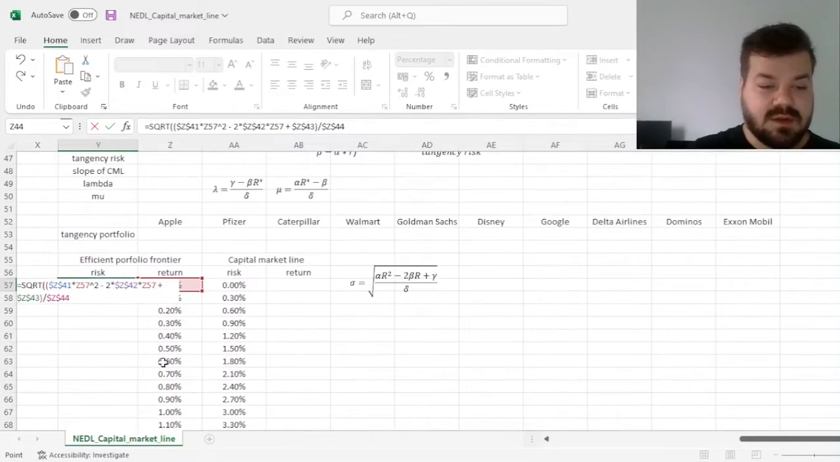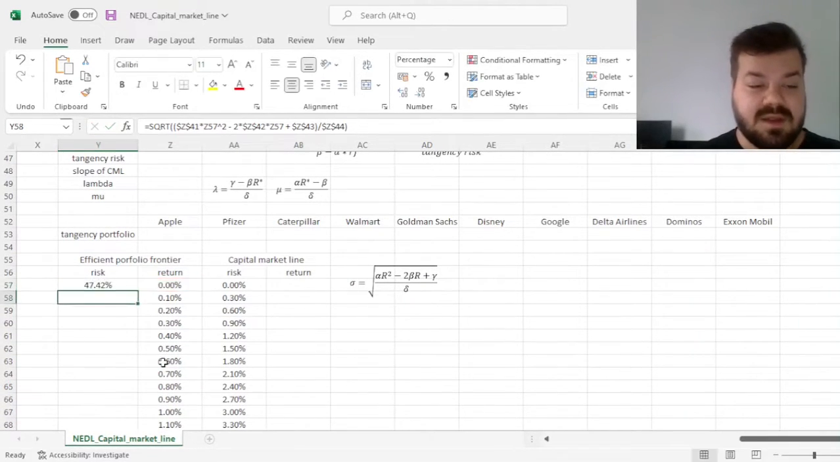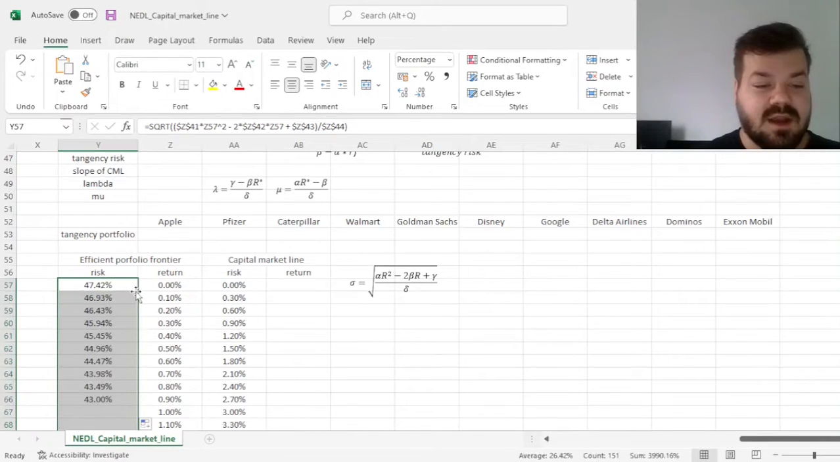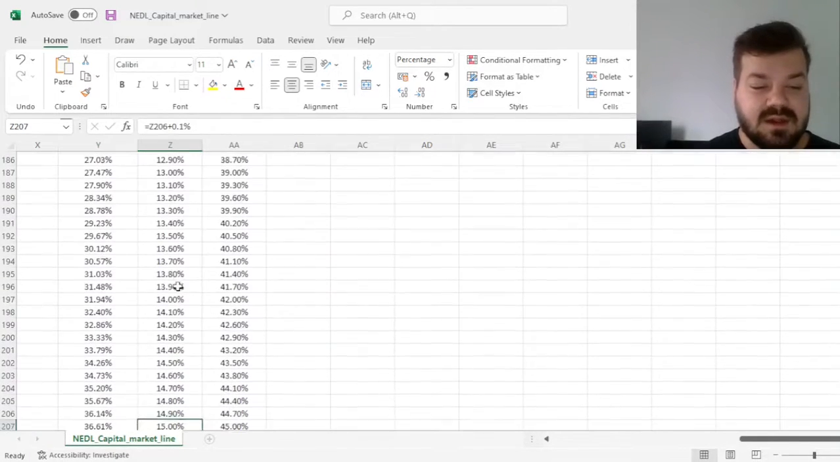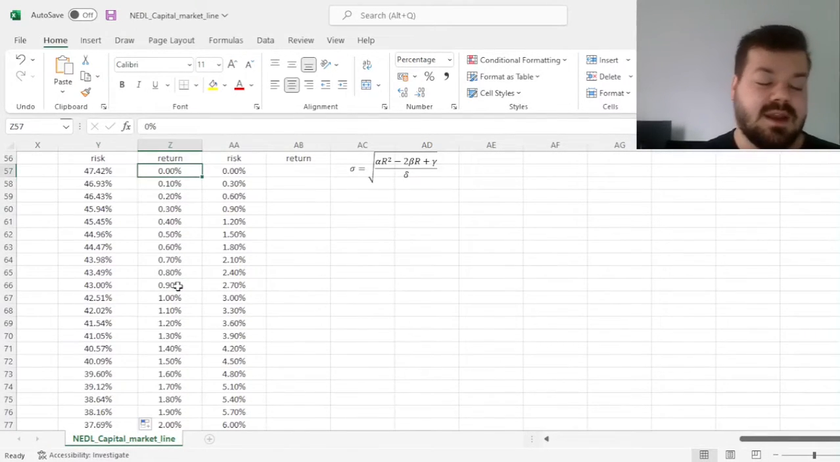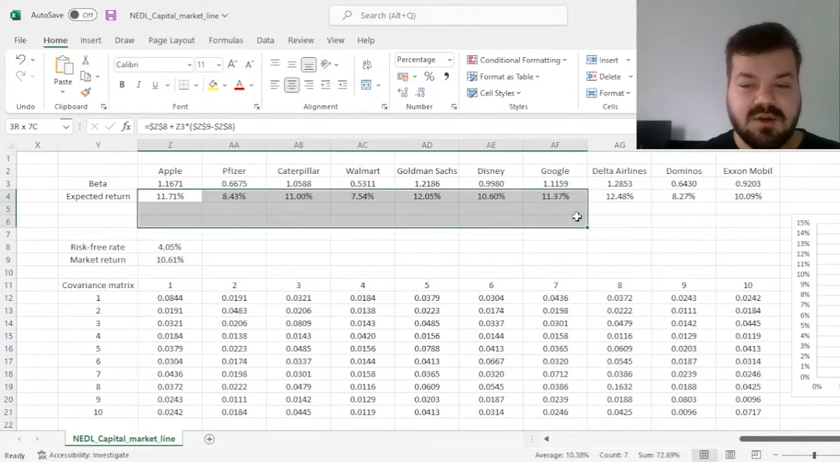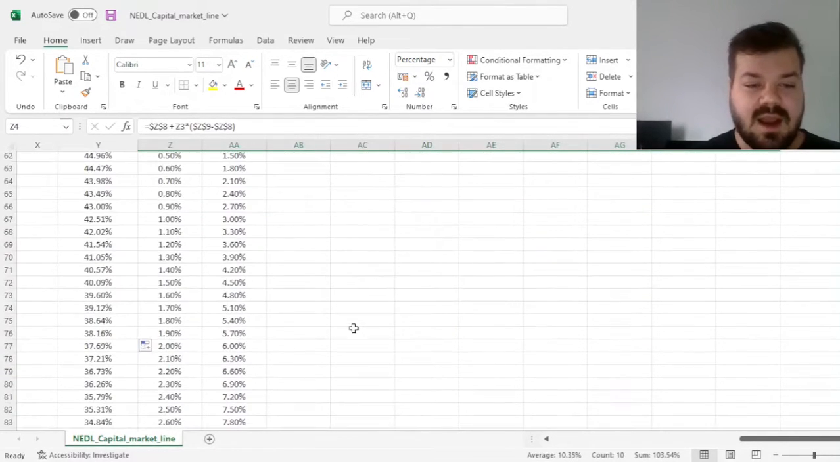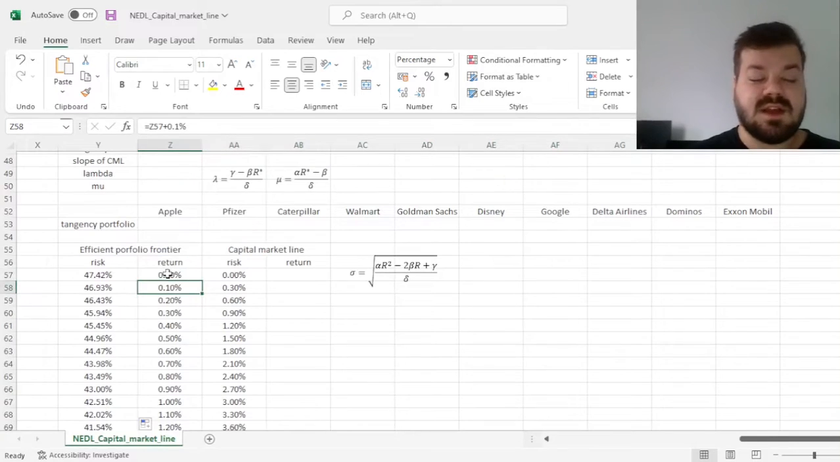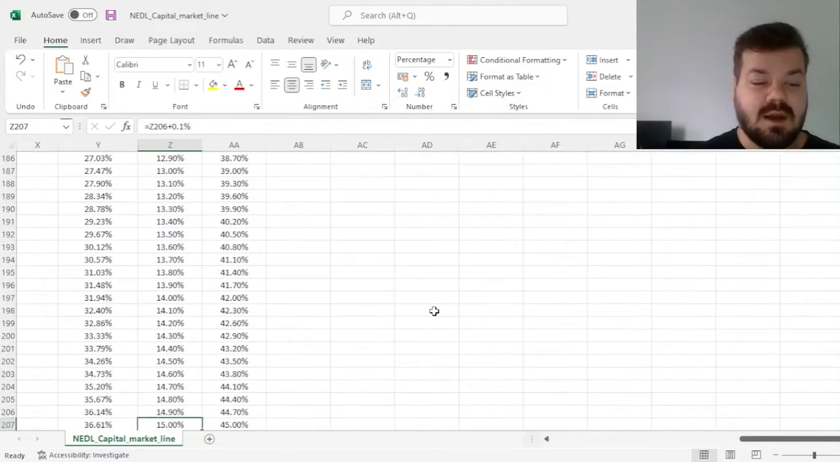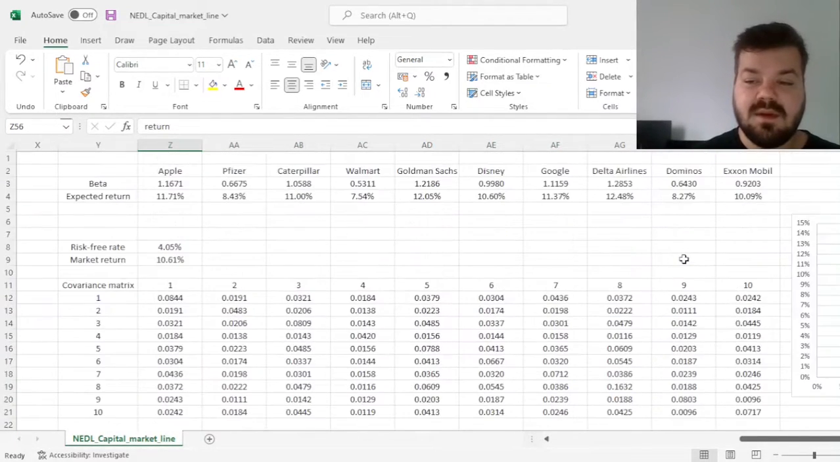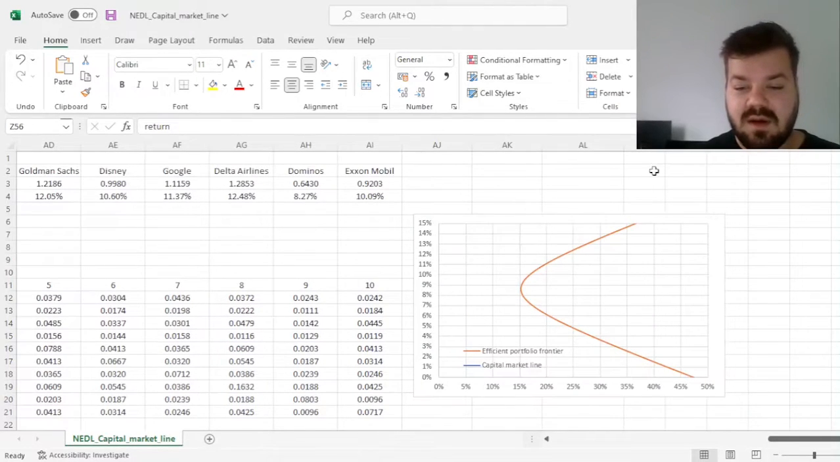And again, we need to lock it. And then we close the parentheses and retrieve the value of risk throughout the various values of expected returns. And here, keeping in mind the range of expected returns we've got for our stocks, I decided to go in increments of 10 basis points from 0% up until 15%. And we can see that we have got our efficient portfolio frontier appearing on the chart.